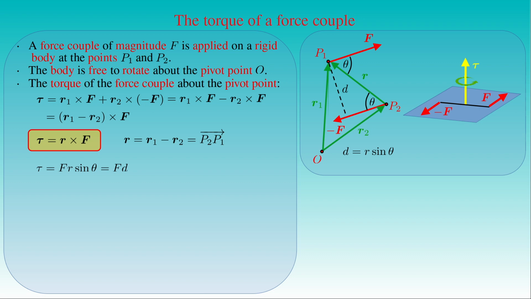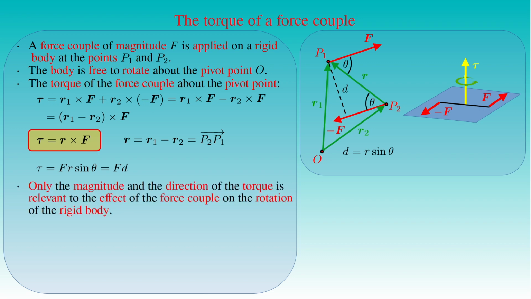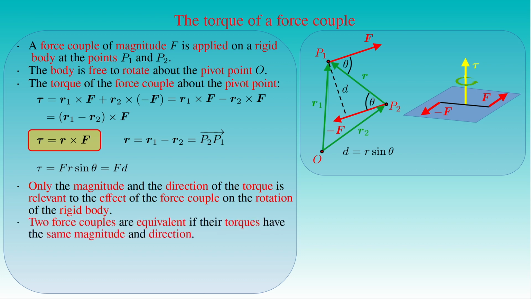Only the magnitude and the direction of the torque determined by the cross product are relevant to the effect of the pair of forces on the rotation of the rigid body. The points of application of the force couple and the individual quantities R, F and minus F do not play any role in the effect. In other words, two pairs of forces are equivalent if their torques have the same magnitude and direction.